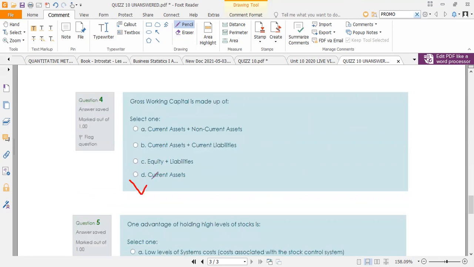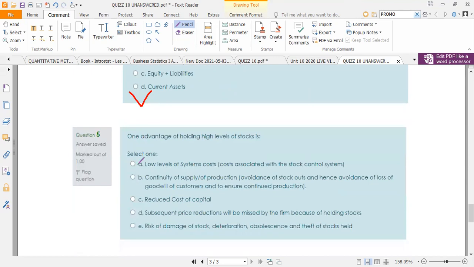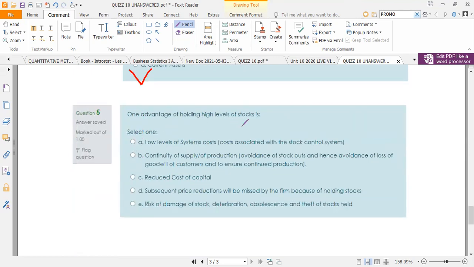Okay, we've already answered this part of the quiz. Now, according to what we've discussed so far, which one of the following would be an advantage of holding high levels of stock? We've talked about the disadvantages, but what could be an advantage? Continuity of supply. Yes, continuity of supply. Like we said earlier, holding stock can be advantageous and disadvantageous at the same time. The disadvantages are the costs associated with what?